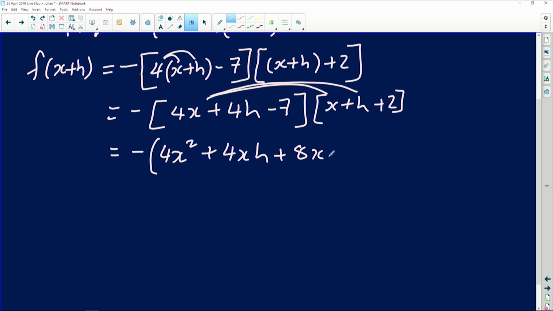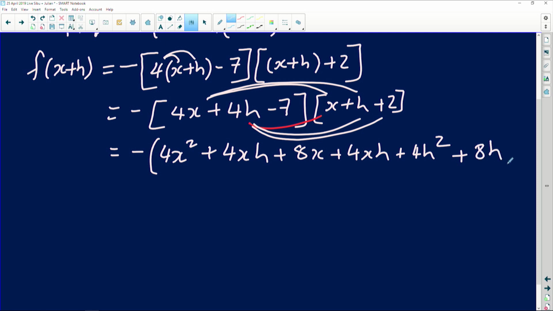Now we're going to go to the second term, which is the multiplication by 4h. 4h times x is going to also give us positive 4xh, and then 4h times h will give us positive 4h squared. And when you multiply 4h times 2, you're basically going to end up with positive 8h.